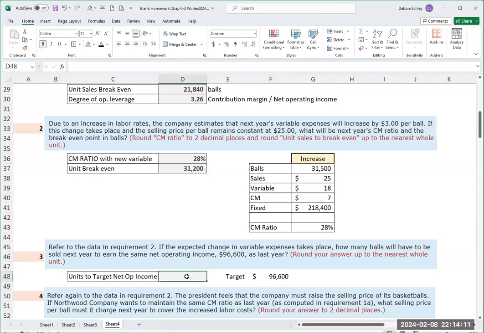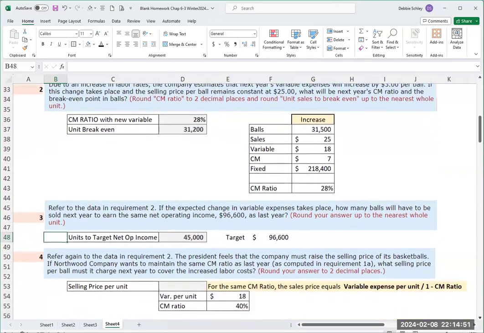So again, this just means that my contribution margin needs to cover not only my fixed expenses, but also my target profit. So I'm going to take open parentheses, my fixed expenses plus my target profit, close parentheses, divided by, and they want it in units, so I divide it by the contribution margin per unit, which gives me 45,000 balls to get to that same target profit. Okay.